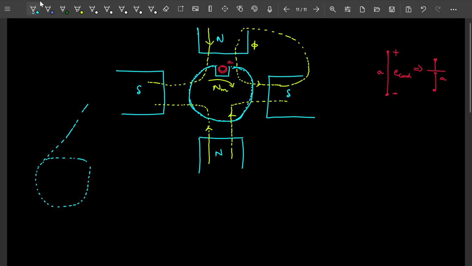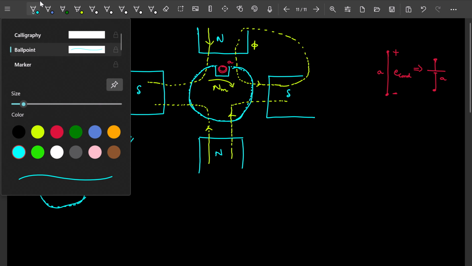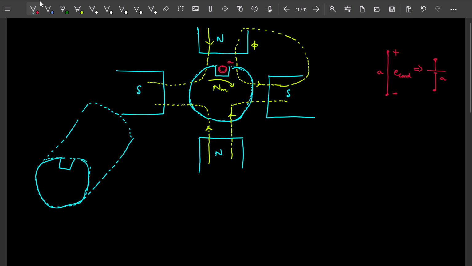It is having all this axial length, like this. And in that we are going to have one slot here, like this. Inside that slot we are going to have one conductor A. This conductor A is running all the way like this.